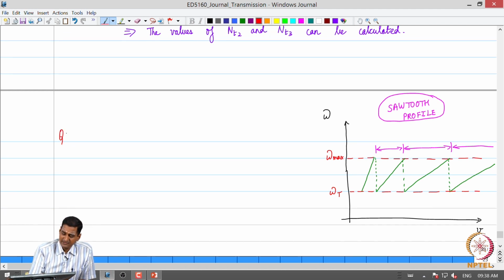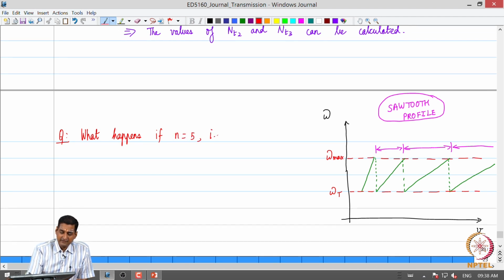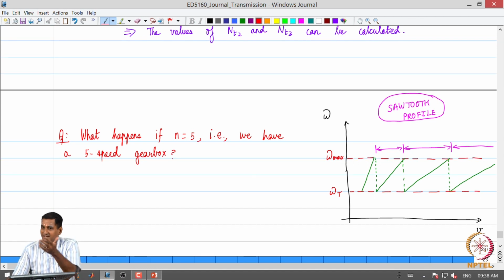So, the question that we are going to discuss is the following: what happens if, let us say, n equals 5, that is we have a 5 speed gearbox, that is any n greater than 4. Okay, I am just taking a particular value n equals 5. The process, what we are going to discuss, remains the same even if n is 6 and so on, right.